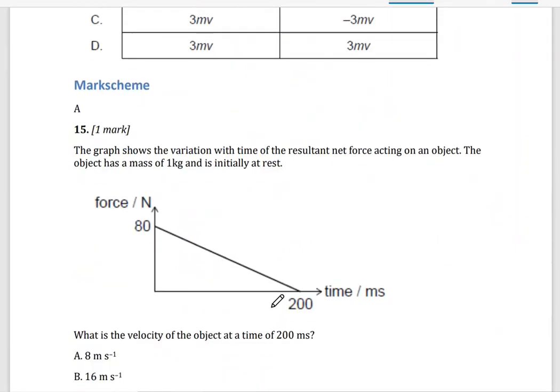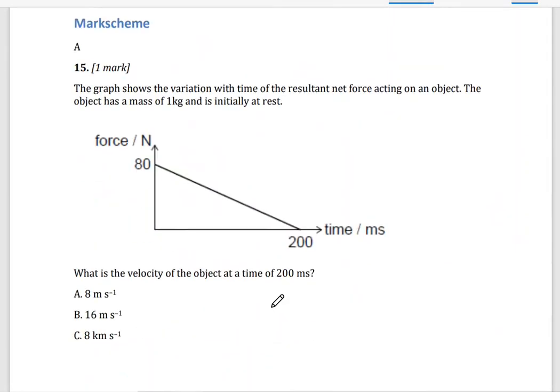Now, question 15. You have a graph that shows the variation with time of the resultant net force acting on the object. The object has a mass 1 kilogram and it's initially at rest. What is the velocity of the object at 200 milliseconds? Now you have here a force versus time graph.